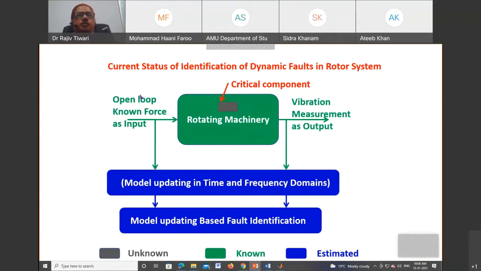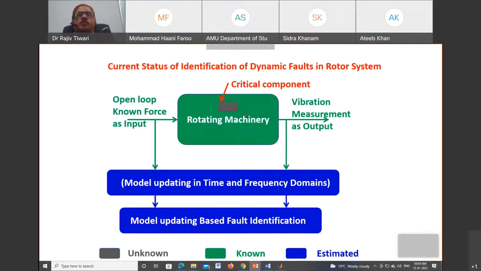So here we have some input information and output information, and based on the input-output information and some modeling of the rotating system, we'll try to get this critical parameter, like the bearing parameter, crack parameter, or misalignment parameter, estimated through input and output information. That is called model updating. Here we can not only detect what kind of fault is there, but even quantify it, or localize it. But those parameters should be there in the mathematical model. Like if a crack is there in the rotor, then at which particular location, if that parameter is involved in the mathematical model, it can be estimated. If misalignment is there, the misalignment parameter, if it is in the model, can be estimated.